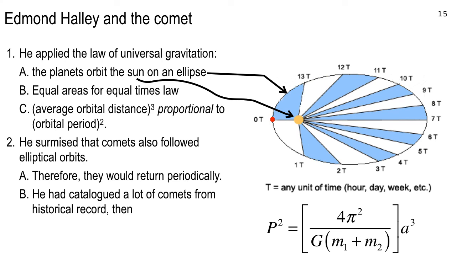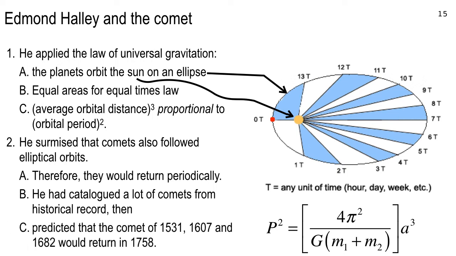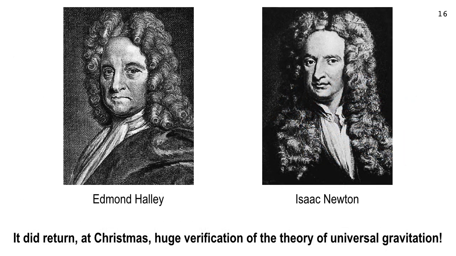All right? So he had studied a lot of comets, and a lot of people were studying comets. And he predicted, he said, look, we had one in 1531. Those were the days when Cortez was landing in Mexico. He said, we had one in 1607. Those are the days of Shakespeare. 1682. Those are the days of Halley and Newton. And he said, those comets are the same comet, and it's going to return in 1758. And Halley predicted it, and by God, it did. It came back Christmas time in 1758. And that is a huge verification of the law of universal gravitation, as you can read in the textbook.